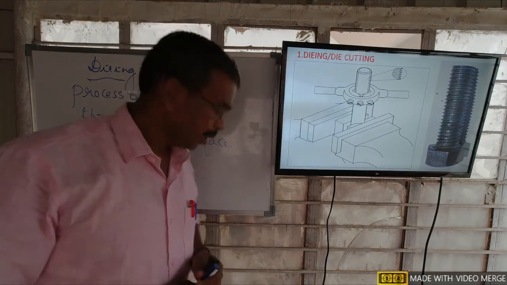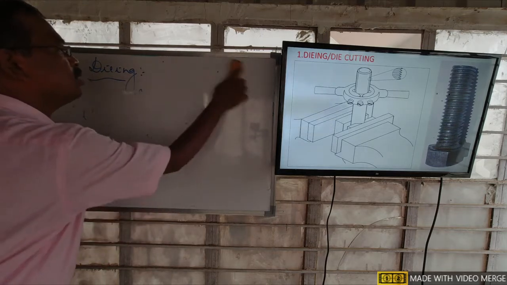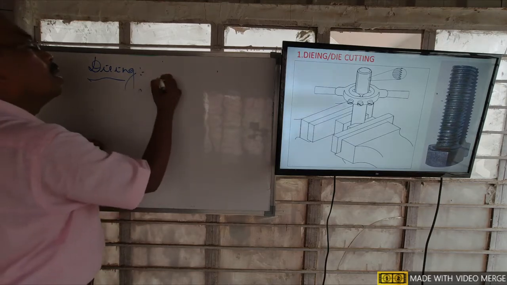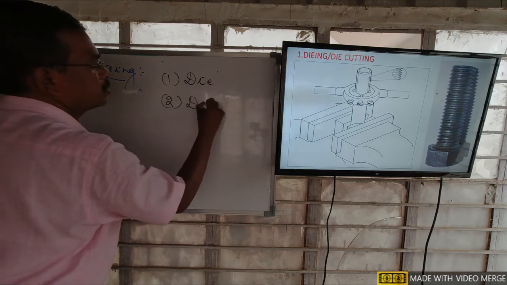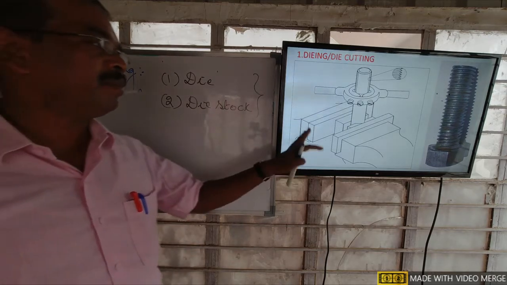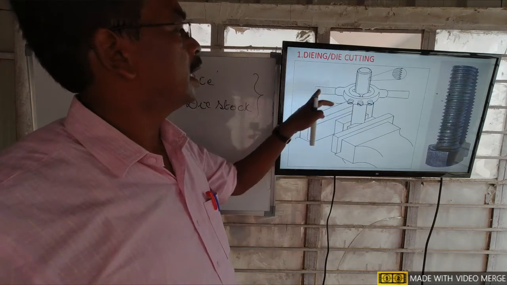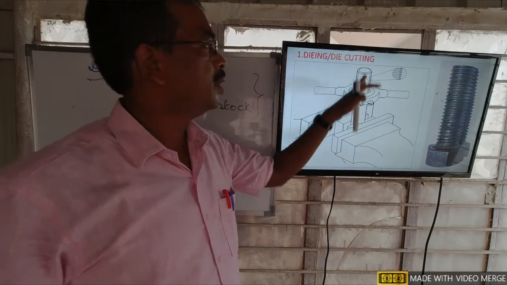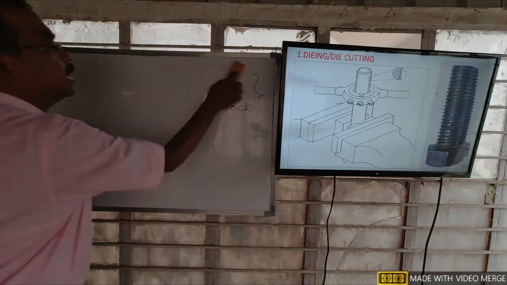die cutting. Okay, for doing this thread cutting operation, what are the tools we want? Tell me. Definitely we want the die, and another one is die stock, in addition to vise. Okay, bench vise, definitely bench vise should be there. In addition to that, we want die, a cutting tool, and a die stock for holding that cutting tool and driving the cutting tool over the workpiece during the threading operation.